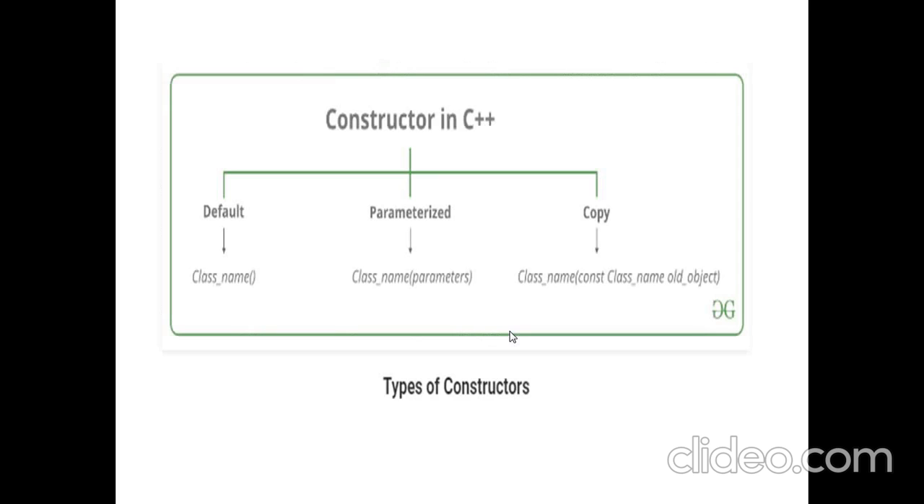And the types of constructors. The first one is the default constructor, which doesn't return any values, and we should mention the same class name. The second one is the parameterized constructor. Here we need to pass some values from the main function. And the third one is the copy constructor. One object's information is copied to another object of the same class. That is the copy constructor.